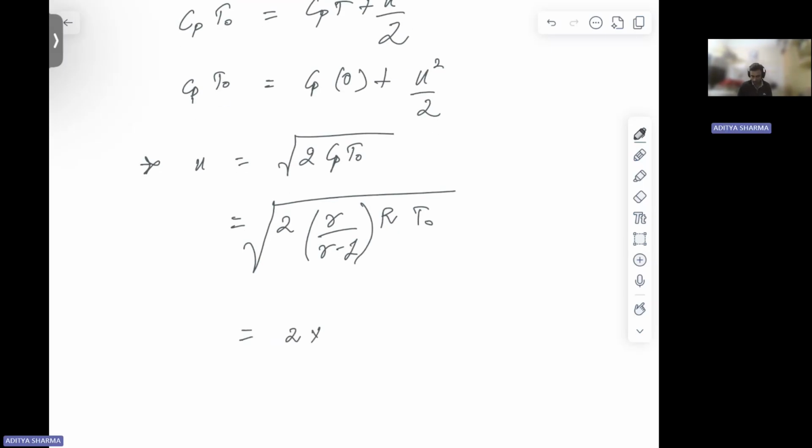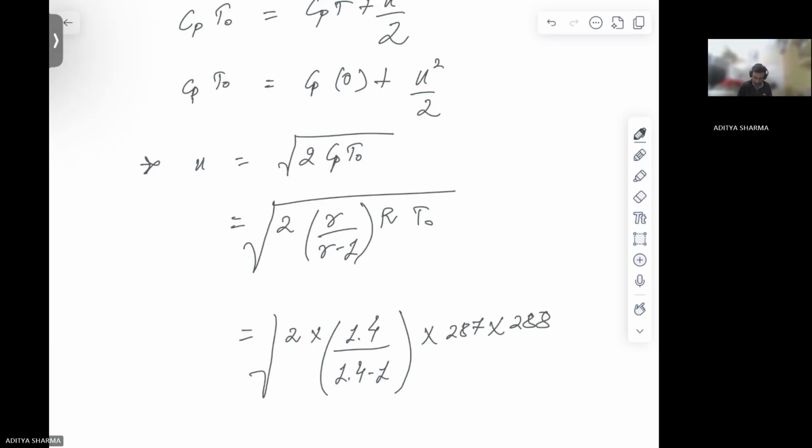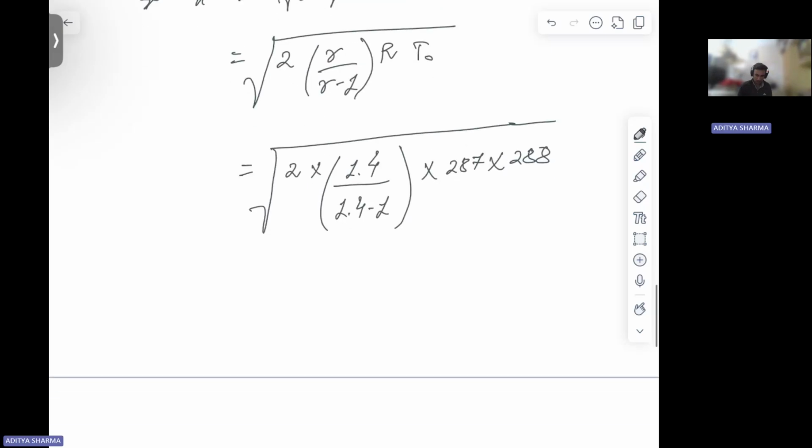Now placing values, because this is air, gamma will be 1.4. R will be 287 and T naught 288. Now solving this, please calculate this. What will this come out to be?